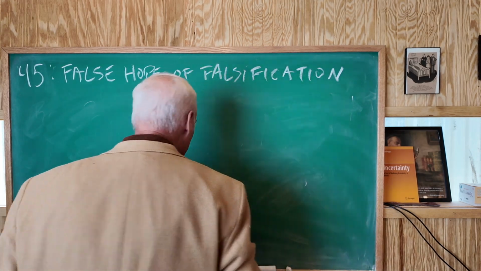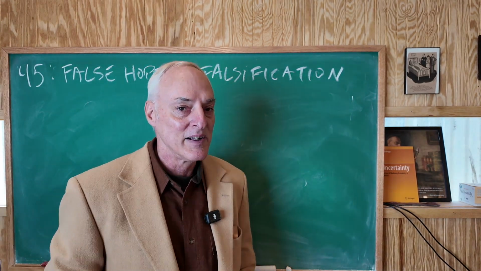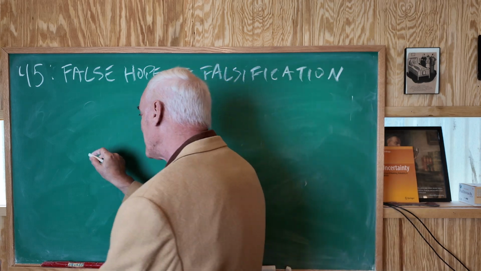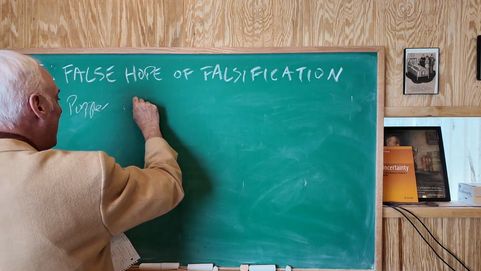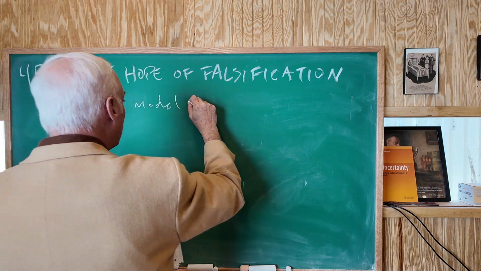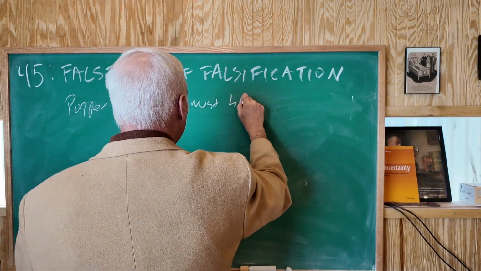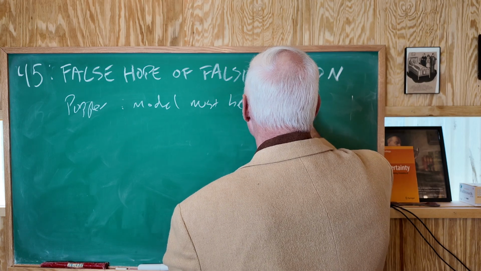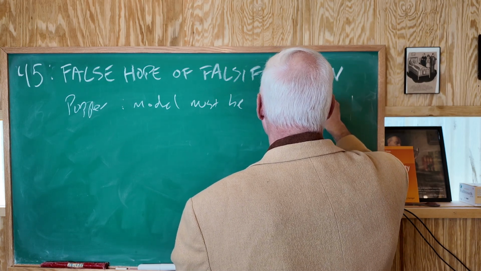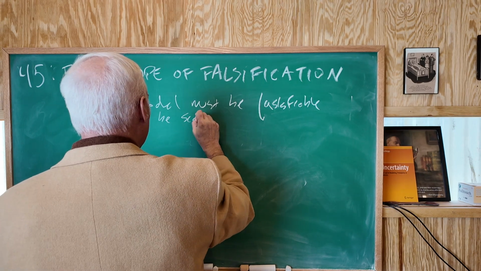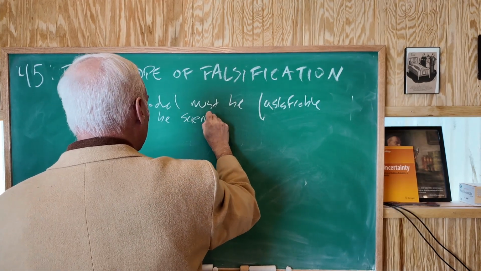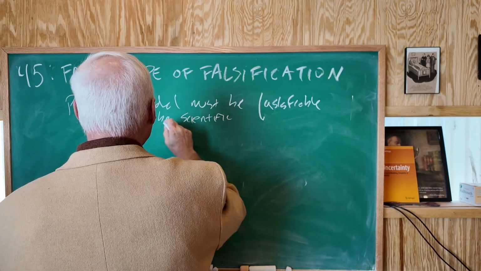It's very difficult to catch anybody on a falsified model. Karl Popper was right in a sense. This whole idea of falsification. He said a model must be falsifiable to be scientific. And a lot of people praise this statement and agree with it.